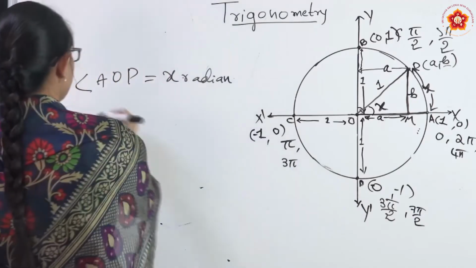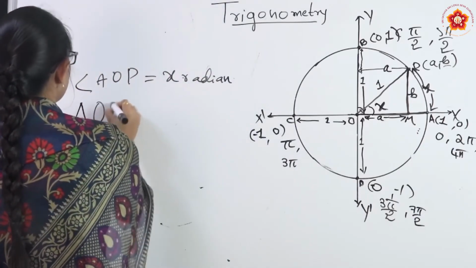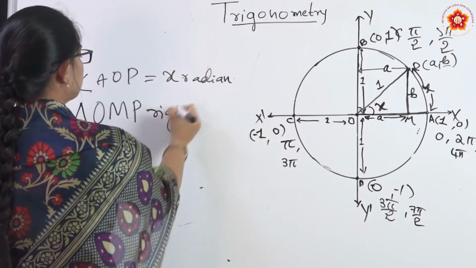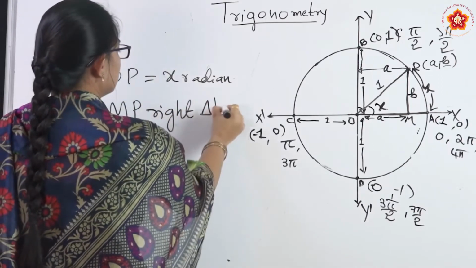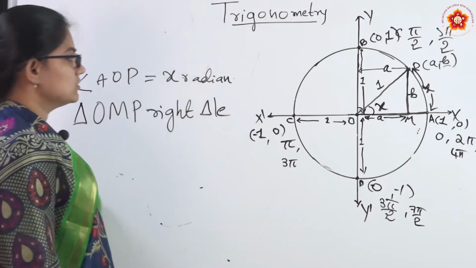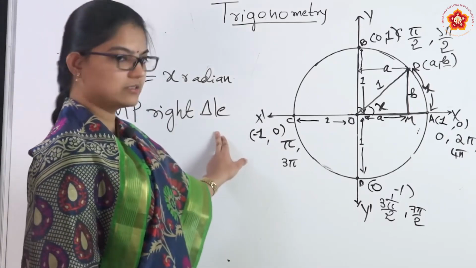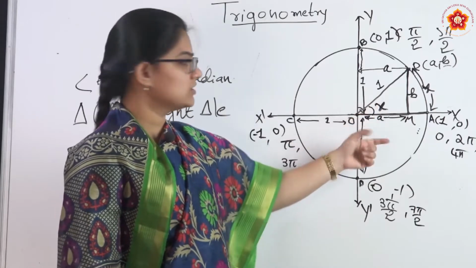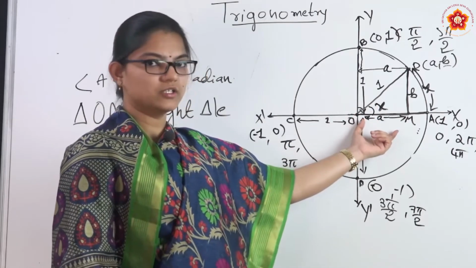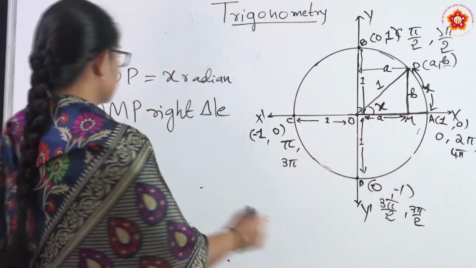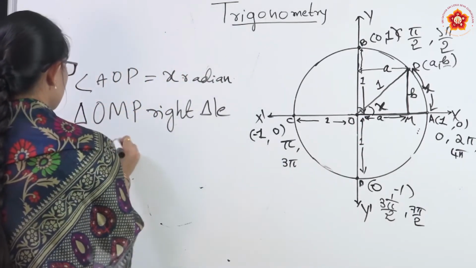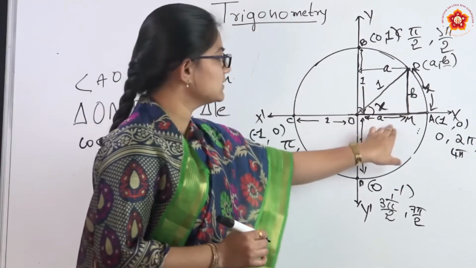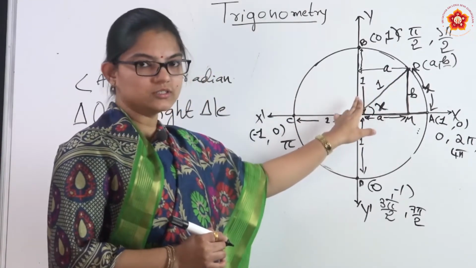Now what we can observe here, what type of triangle is this? Triangle OMP is nothing but a right angle triangle, with the angle x radian. Therefore we can make use of the trigonometric ratios. So what is cos x here? Cos x is nothing but adjacent by hypotenuse, right?